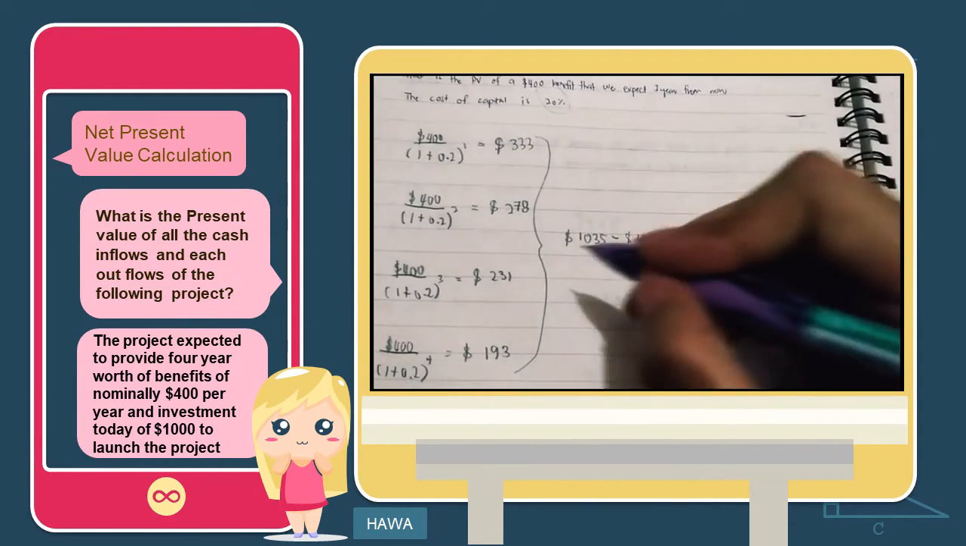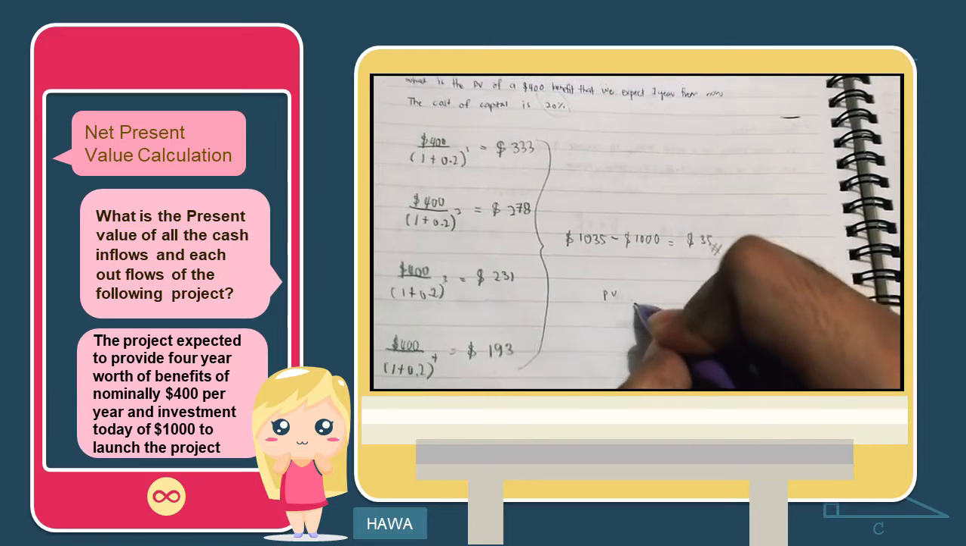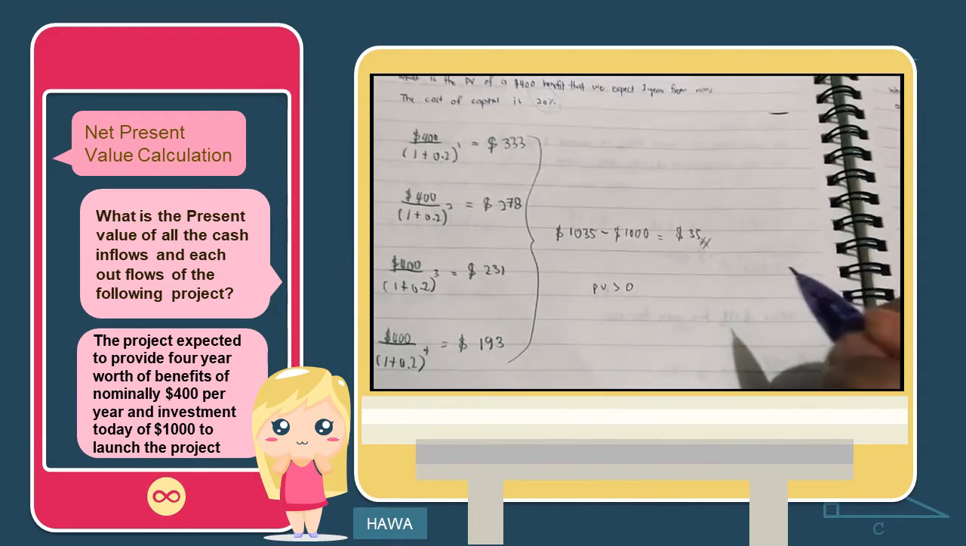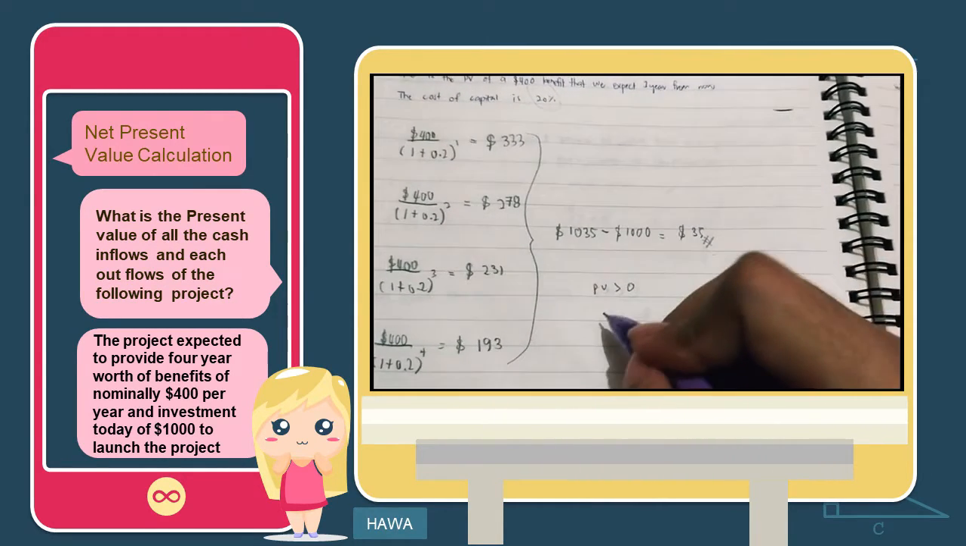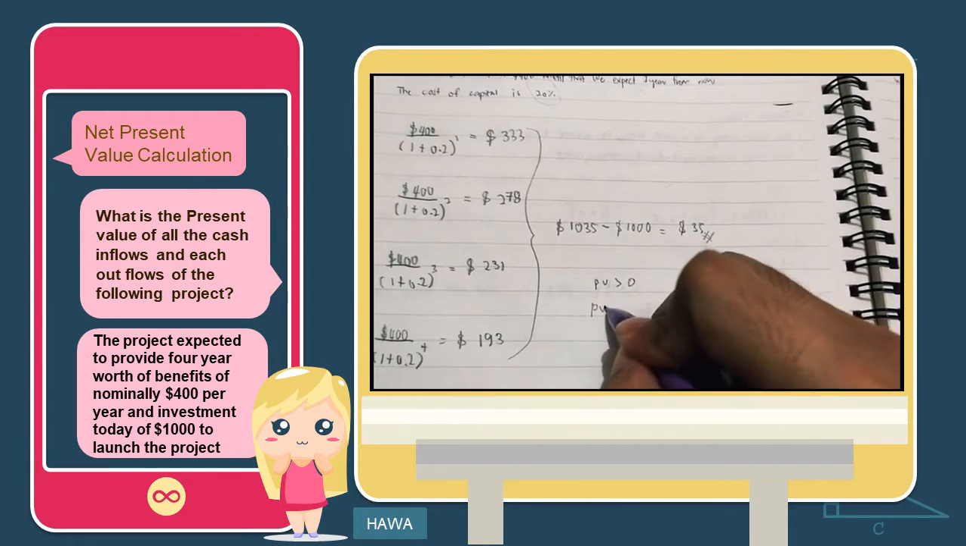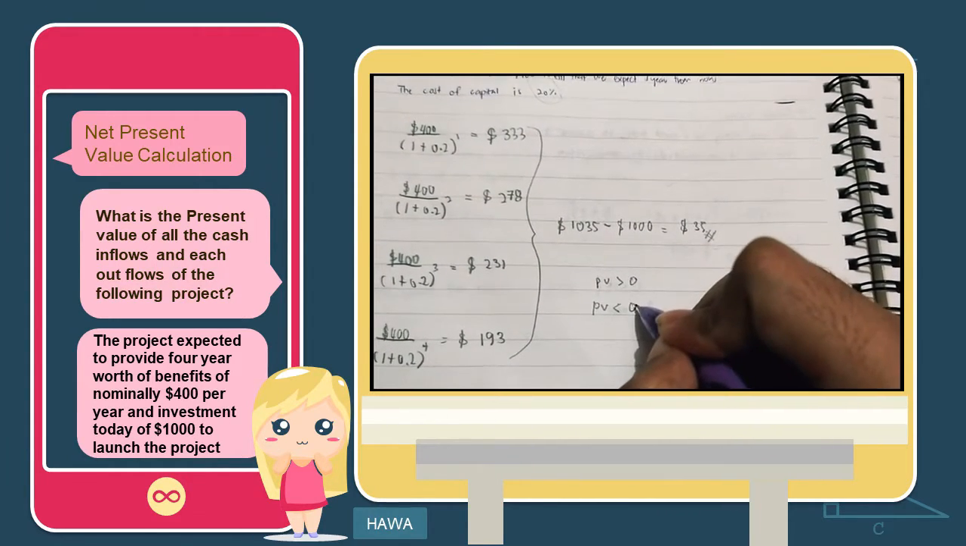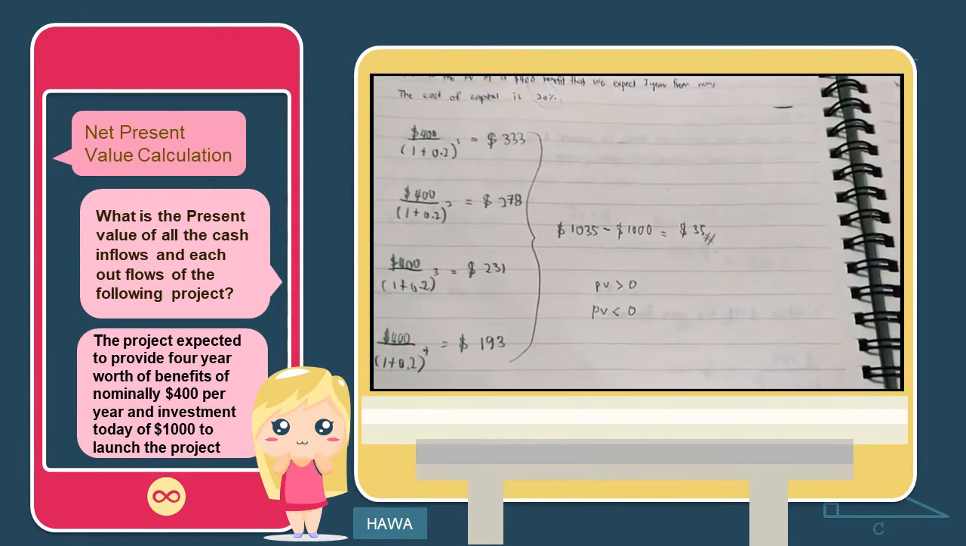As the net present value of this project is positive, then it is worth pursuing this project. But if it is negative, then it is not worth it for the company to pursue this project.